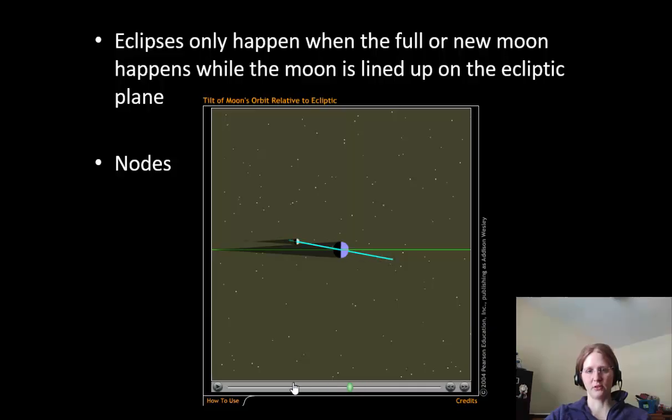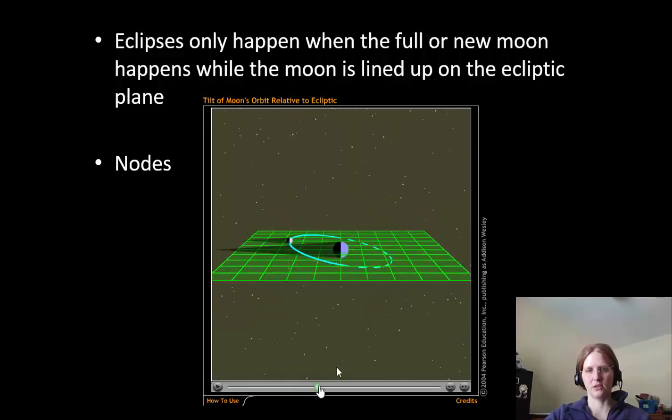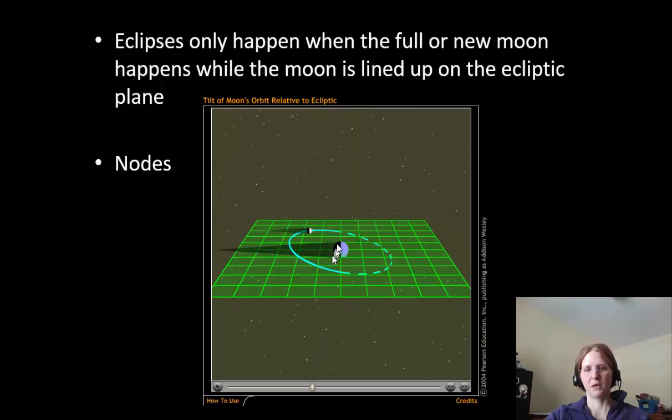There's one more thing I should point out to you here. It's the nodes right there. Let's do this. A node is right when the moon's path crosses the ecliptic plane. So in this case, the node is right here, and there's one back over here. It's right when the moon crosses the ecliptic plane. Right? One node, two nodes. So in this animation that I just showed you, there should be no eclipses happening because the shadows never overlap.